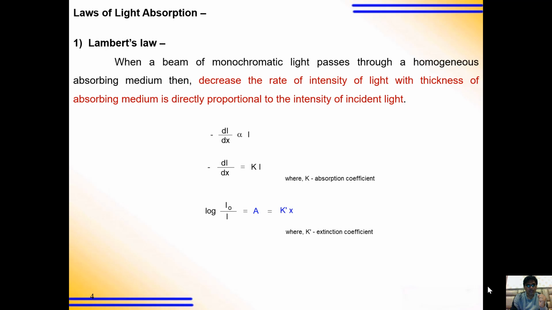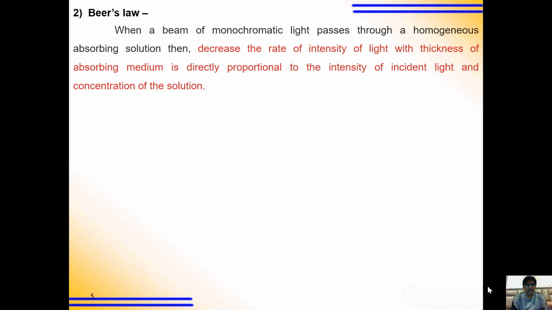So now log of I0 upon I is equal to a into k dash x, where k dash is the extinction coefficient. The second law is Beer's law.